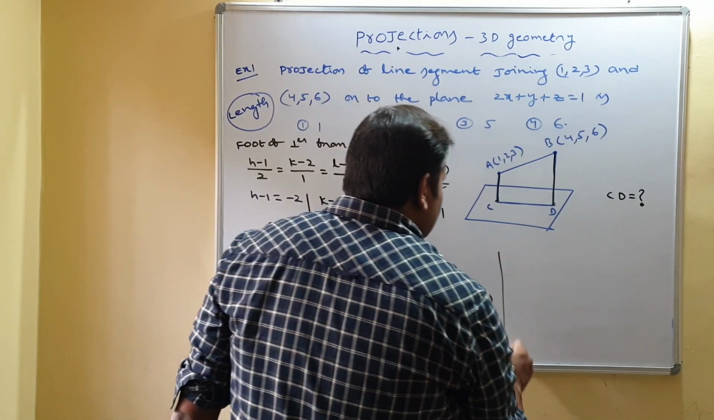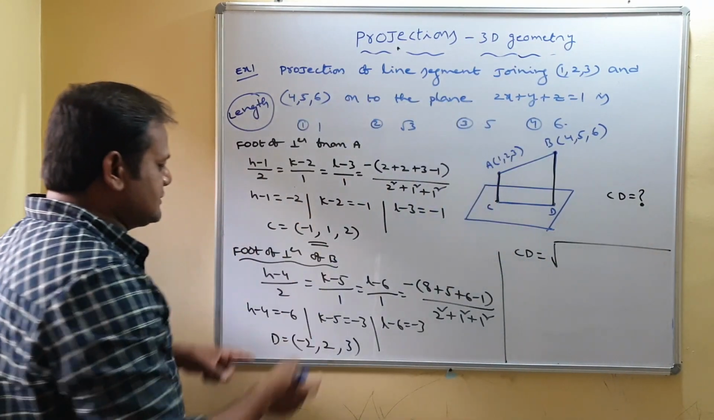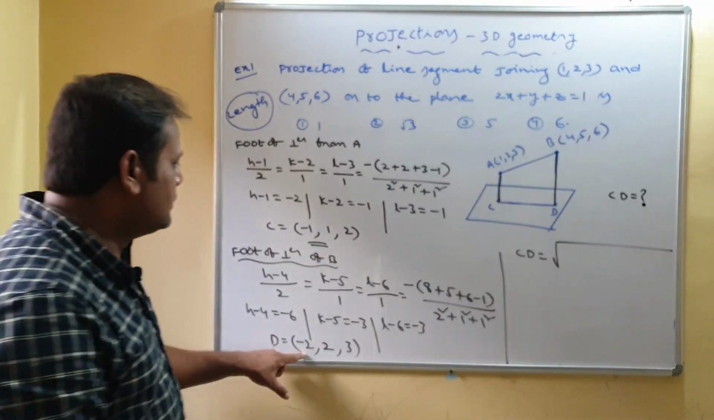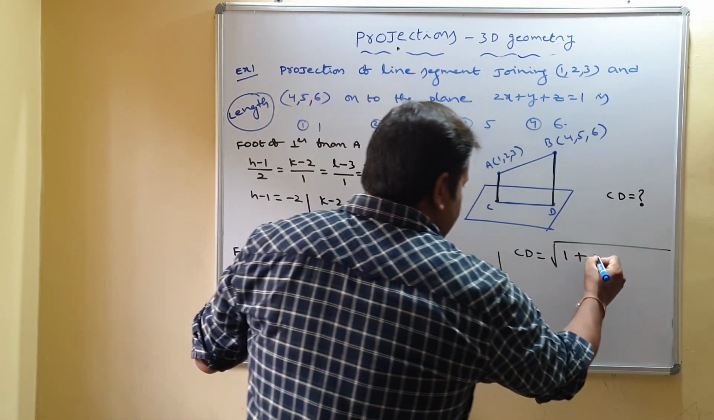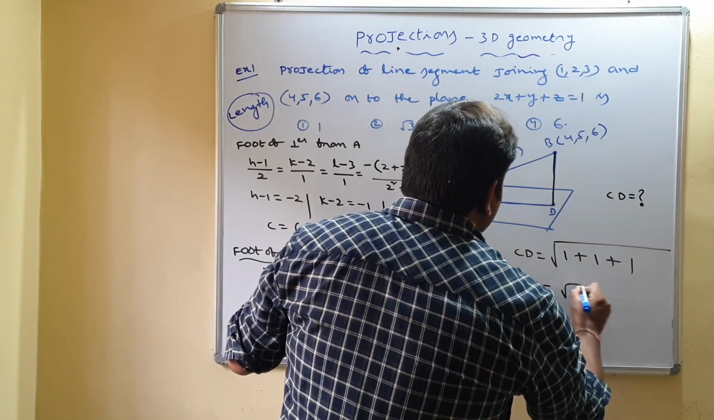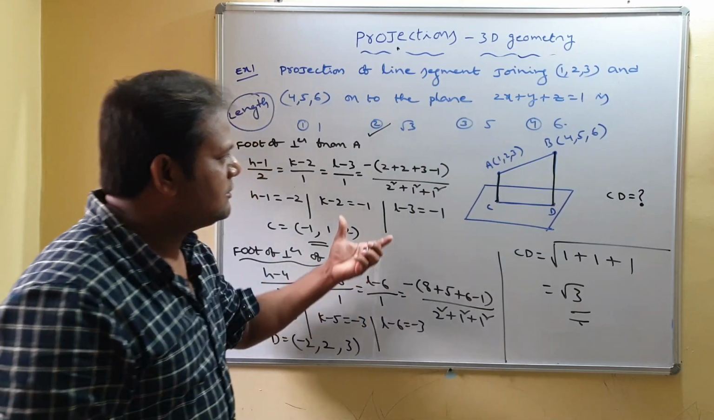Just find now the distance CD. What is it? Root over (x2 minus x1) whole square plus (y2 minus y1) whole square plus (z2 minus z1) whole square. So (minus 2 plus 1) whole square is 1, (2 minus 1) whole square is 1, (3 minus 2) whole square is 1. So what is the answer? Root 3. So the second option is correct for this question.